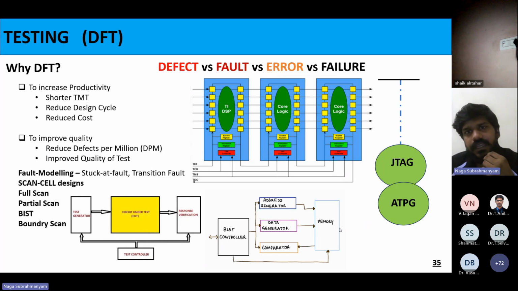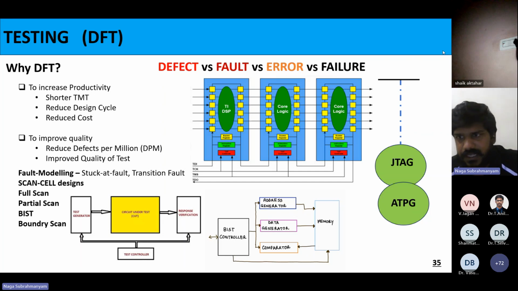Another one is any faults, any defects, any errors, any failures. They look very similar, but they're completely different. Defect is different than fault. Fault is different than error.